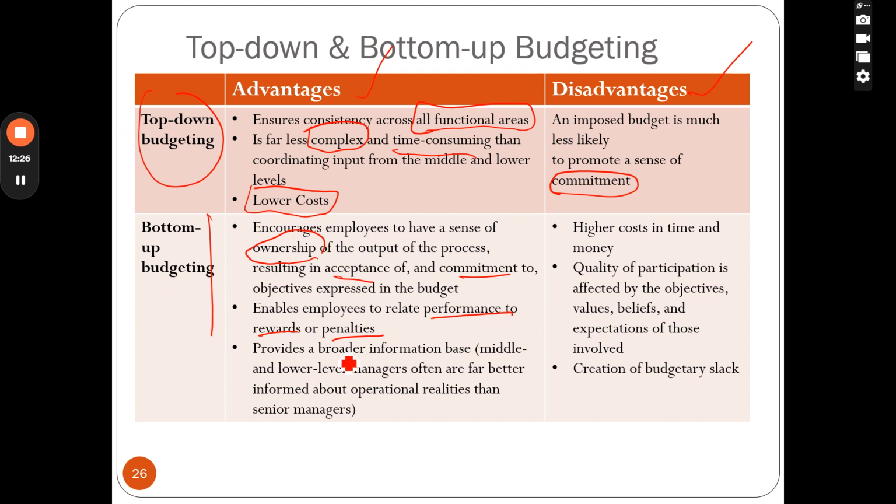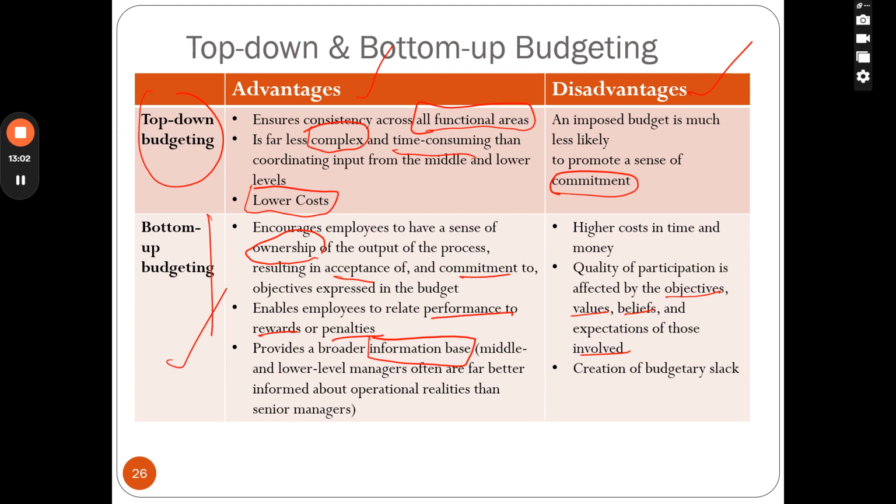And this is going to give a broader information base, or we can say this will give detailed information about the budget. Unlike top down budgeting, which is a general overview of what should happen in the company, bottom up budgeting will have a detailed plan. But here the problem is higher cost in time and money. The cost is going to be high, and the quality of participation is affected by the objectives, values, beliefs and expectations of those involved.